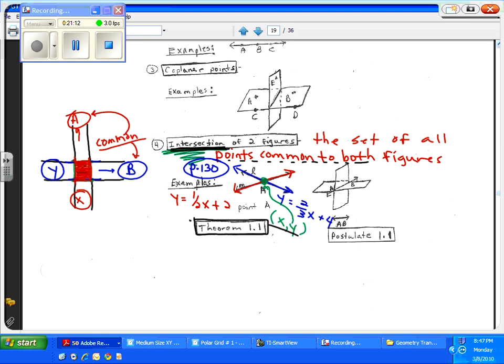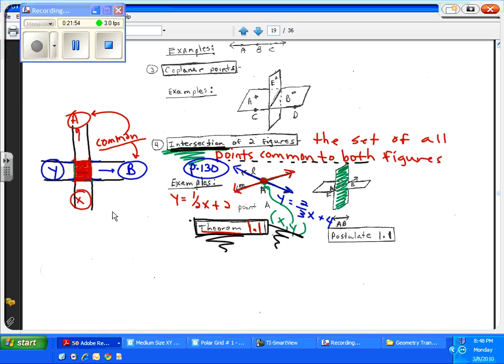The fact that we could solve mathematically and prove that there is a point x, y that exists as a solution to both of those lines is a mathematical process of proving it, and so we call that a theorem. So our first theorem of geometry, Theorem 1-1, says that the intersection of two lines is a point. The intersection of two lines is a point. Something mathematically that we can prove.